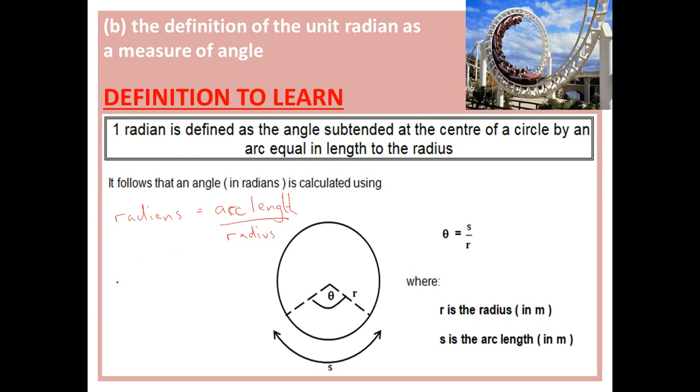So for 1 radian, that is when the arc length would be equal to the radius. So no matter what two values these are, they would give an answer of 1. So when this distance here, which is the arc, is equal to the radius, we know that this angle would be 1 radian.